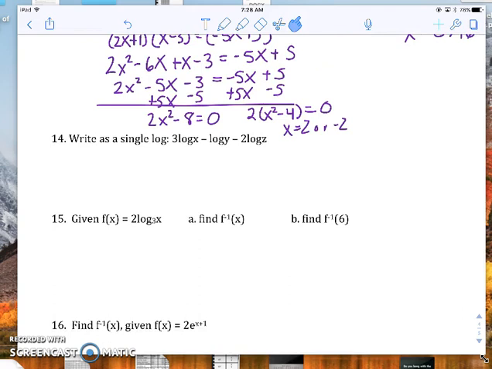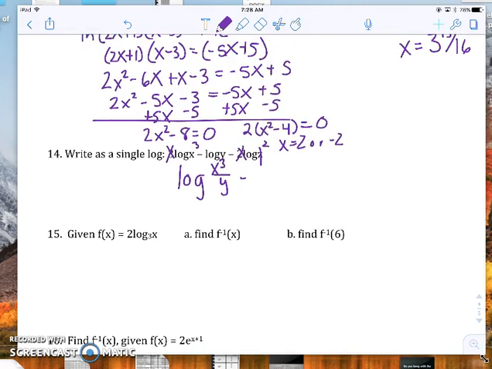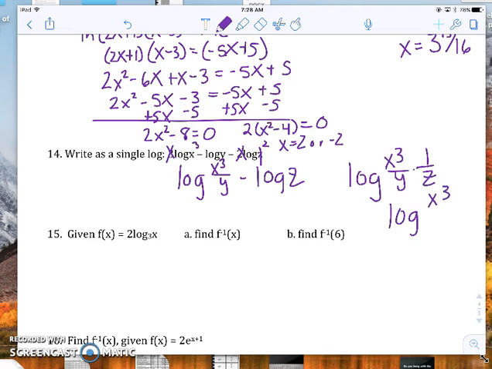Write as a single log. Okay, so let's make our exponents first and read from left to right. So we have division. So log x cubed divided by y minus log z. Well, we divide there, so we'd have two divisions, but that's the same as multiplying by the reciprocal. So x cubed times y times 1 over z. So log of x cubed divided by yz.